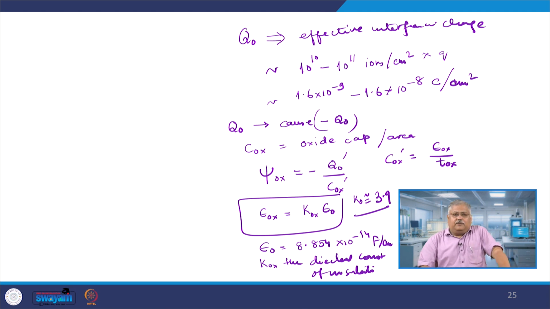Right. So, we have done the basic idea here, we have finished with this one. What we learned today: we learned the concept of effective interface trap charges, the meaning of psi ox, that MOS is a 2-terminal device, and we have also learned about the basic concepts of the interface and oxide trap charges, what the various trap charges available there are.